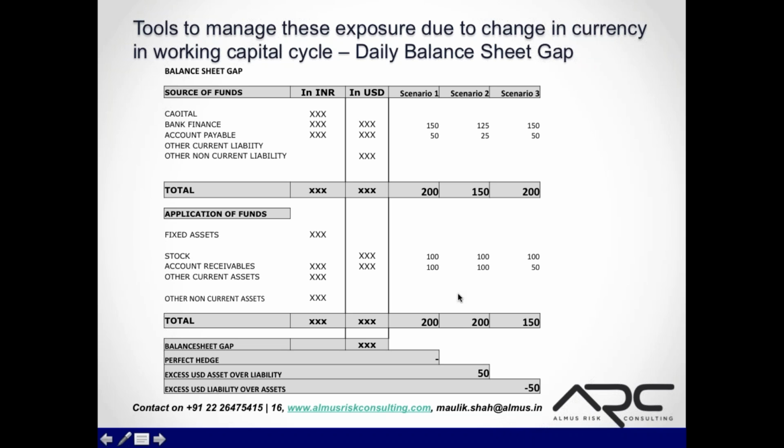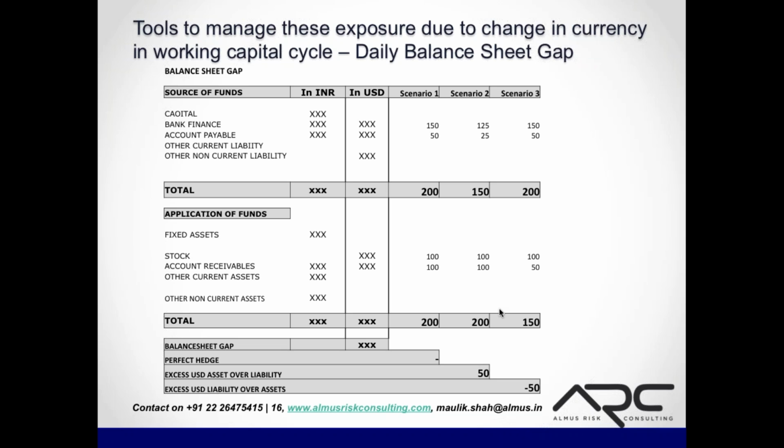In scenario 2, we have $200 of assets consisting of stock 100 and receivables 100, financed by 125 and 25, which is only 150. So there is a gap of 50 which is financed by rupee borrowings. That needs to be managed, because it says you have availed a rupee finance instead of a dollar finance to finance your stocks. If you have done that, the best way to manage this exposure is to hedge immediately, as soon as you realize there is a gap, which is the $50.